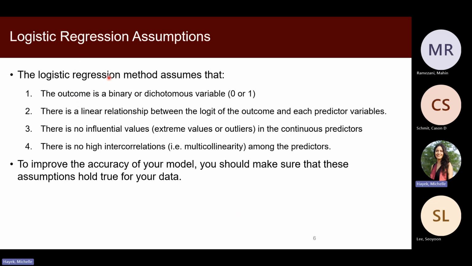Now, the assumptions that the logistic regression takes. The first one is that the outcome is a binary or dichotomous variable, so 0 or 1. The second thing is that there's a linear relationship between the logit of the outcome and each predictor variable. Third, there are no influential values, extreme values, or outliers in the continuous predictors. And four, there are no high correlations or multicollinearity among the predictors. To improve the accuracy of a model, you should make sure that these assumptions hold true for your data.